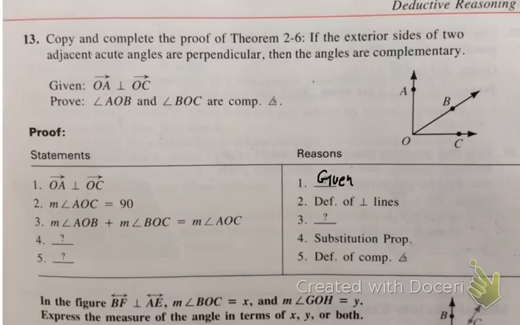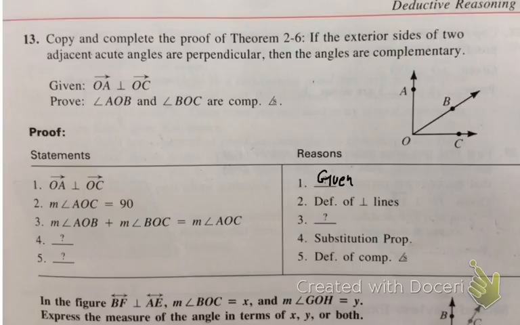All right, let's see what we need to prove. So given that these two things are perpendicular, prove that the two angles are complementary angles, right? Did we do this one in our notes? No, I think maybe I skipped this one for this reason. Okay, measure of angle AOC.